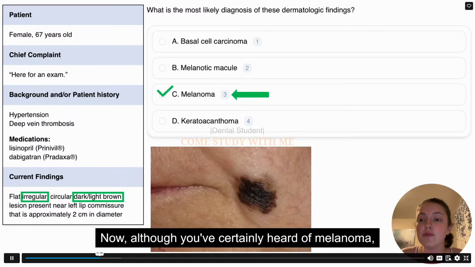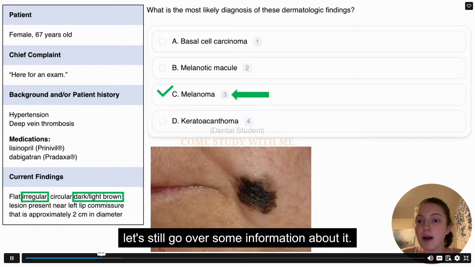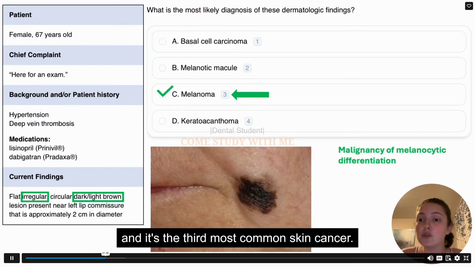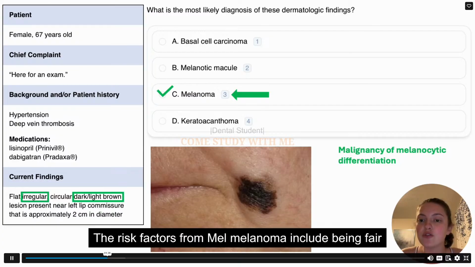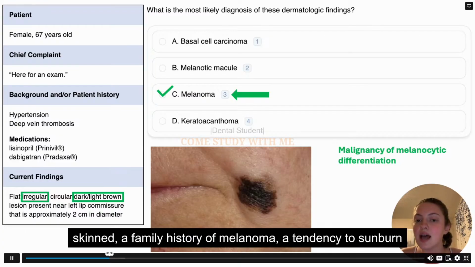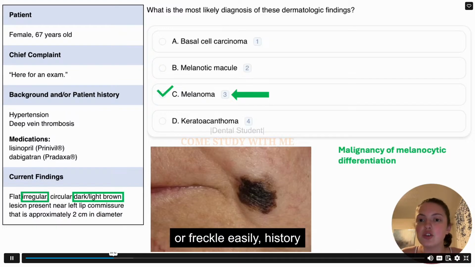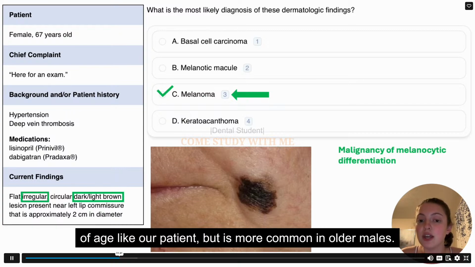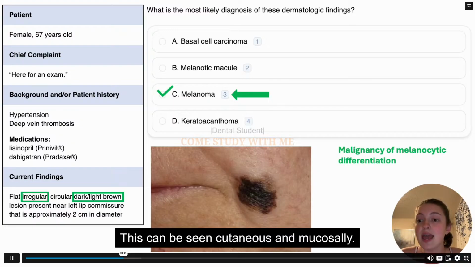Now, although you've certainly heard of melanoma, let's still go over some information about it. This is a malignancy of melanocytic differentiation, and it's the third most common skin cancer. The risk factors for melanoma include being fair-skinned, a family history of melanoma, a tendency to sunburn or freckle easily, history of a blistering sunburn early in life, and being immunocompromised. This is most often seen in patients 40 to 70 years of age, like our patient, but is more common in older males. This can be seen cutaneously and mucosally, and high-risk sites are the back, arms, neck, and scalp, places that usually get sunburned.